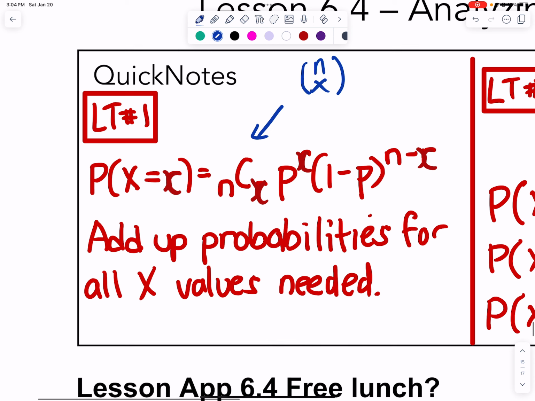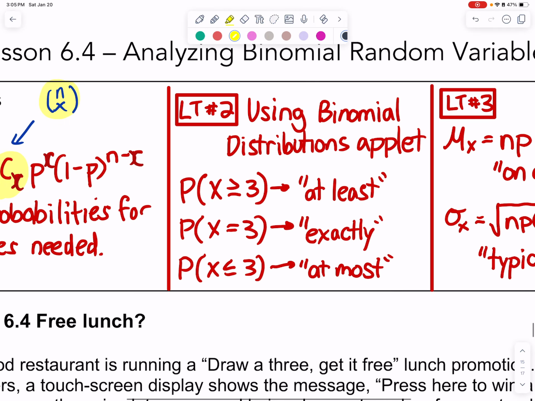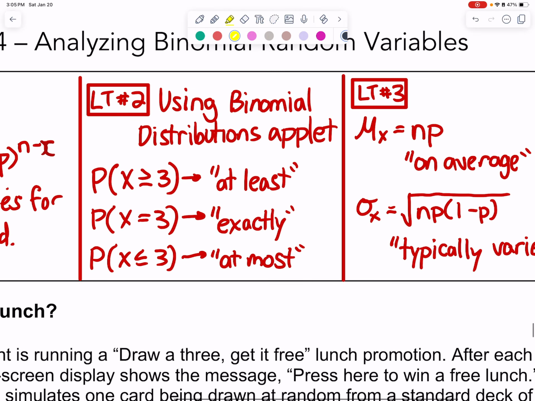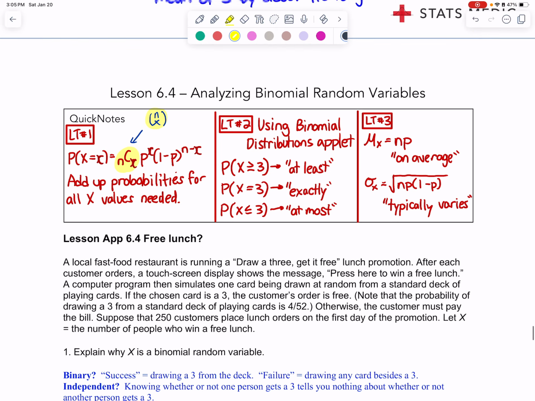So for the learning targets today, just repeating again your formula, I want you to see that this n choose x is the same as nCx. You can write it any way, and it's going to be the probability of success and the probability of failure. Add up all the probabilities to get when we have at least, exactly, and at most. And then you can see the average is np, and how far it typically varies is the square root of np times 1 minus p.